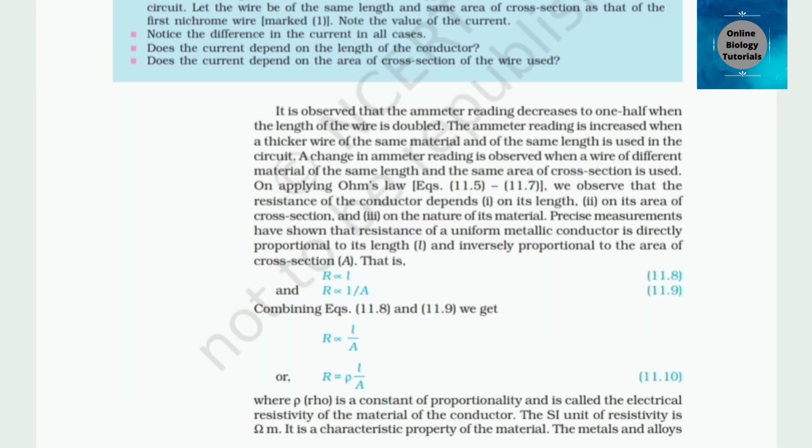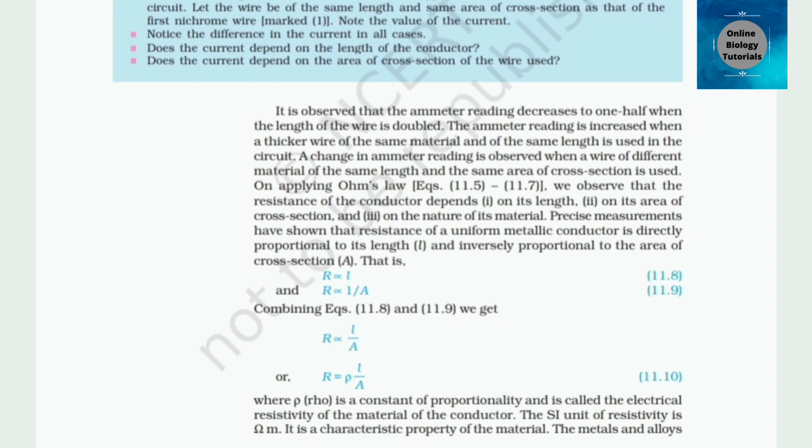It is observed that the ammeter reading decreases to 1/2 when the length of the wire is doubled. The ammeter reading is increased when a thicker wire of the same material and of the same length is used in the circuit. A change in ammeter reading is observed when a wire of different material of the same length and the same area of cross-section is used. On applying Ohm's law, equations 11.5 and 11.7, we observe that the resistance of the conductor depends one, on its length, two, on its area of cross-section, and three, on the nature of its material.